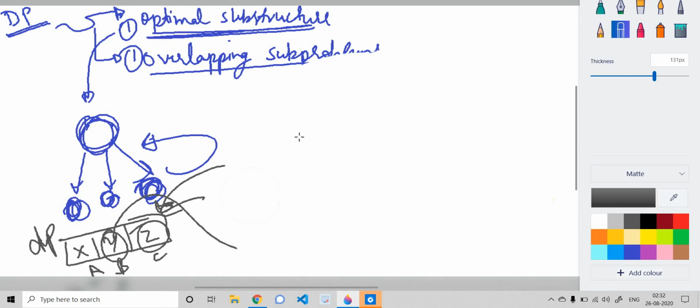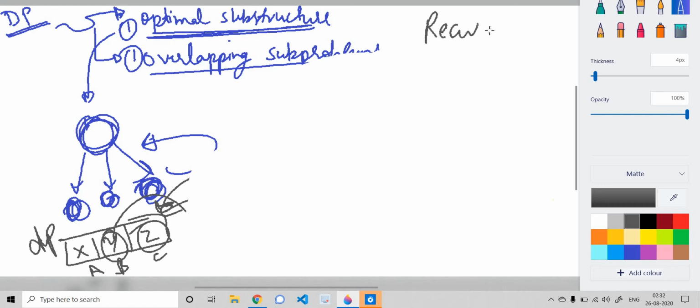And there is another thing which I think I should tell you guys. I am explaining dynamic programming in terms of recursion. Whenever we are doing recursive calls, there are cases when we can also use dynamic programming using an iterative approach using loops, but here we are only talking about the recursive approach.